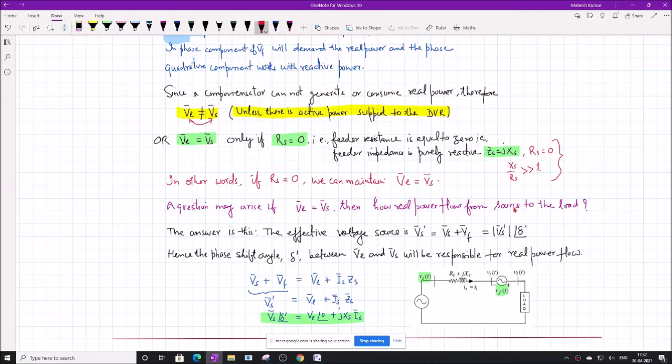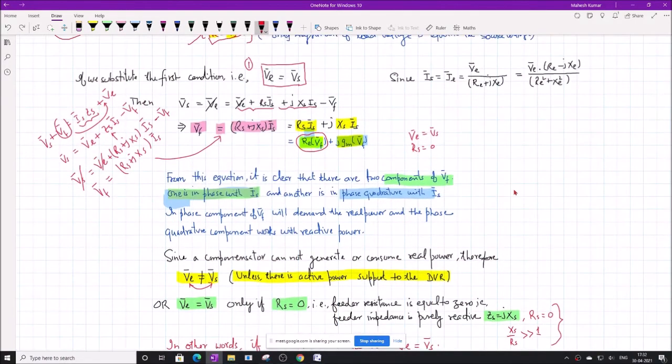Okay. So unless Rs is equal to 0, we cannot realize this condition. When Rs is equal to 0, then we can realize this condition, because Rs equal to 0 makes this component 0. When Rs is 0, obviously this becomes 0, and there is no in-phase component, and we can realize this component through reactive power manipulation. I hope this point is clear. Okay.